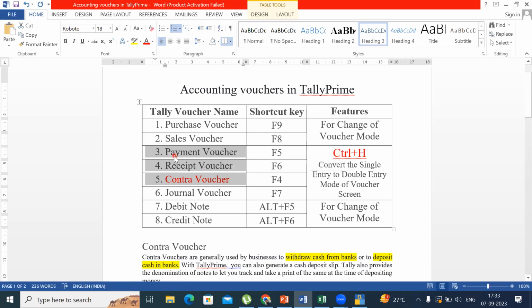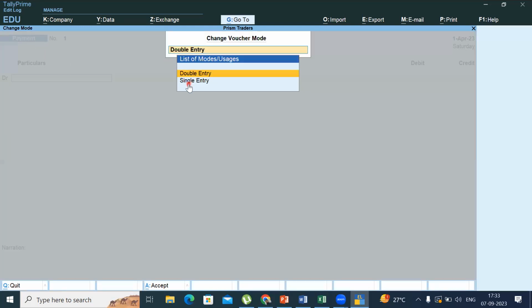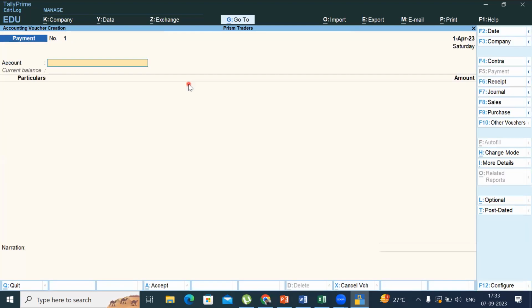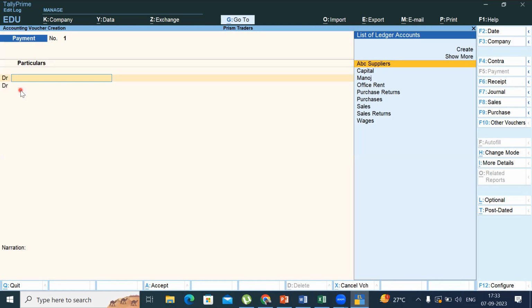So how to pass the single entry and how to pass the double entry? Once we check it, the Control H button. Suppose, see here in the first voucher, what is the voucher? This is the payment. If you press Control H here, see here, the double entry and single entry. If you select the single entry, the screen will change to single entry. The single entry converts into only account and particulars. Again, if you press Control H, you can select the double entry. It is converting into DR by CR.